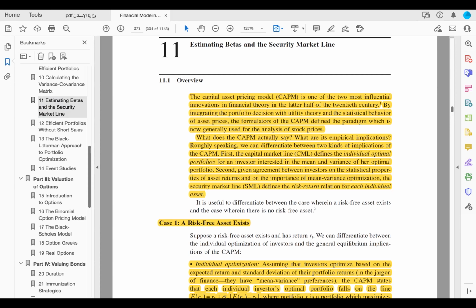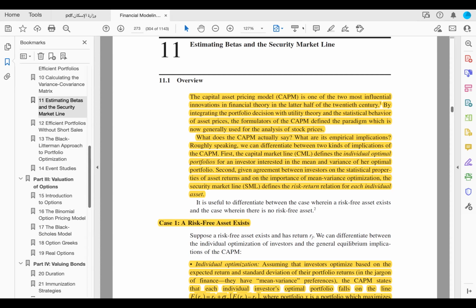So there are two empirical implications of the CAPM. First, the CML, then the SML. The CML stands for capital market line. It defines the individual optimal portfolios for an investor interested in the mean and variance of the optimal portfolio. That's what we have seen all along in the previous chapters, how to build the efficient portfolio based on individual preferences regarding risk and return. Now, the second application of the CAPM is the security market line.